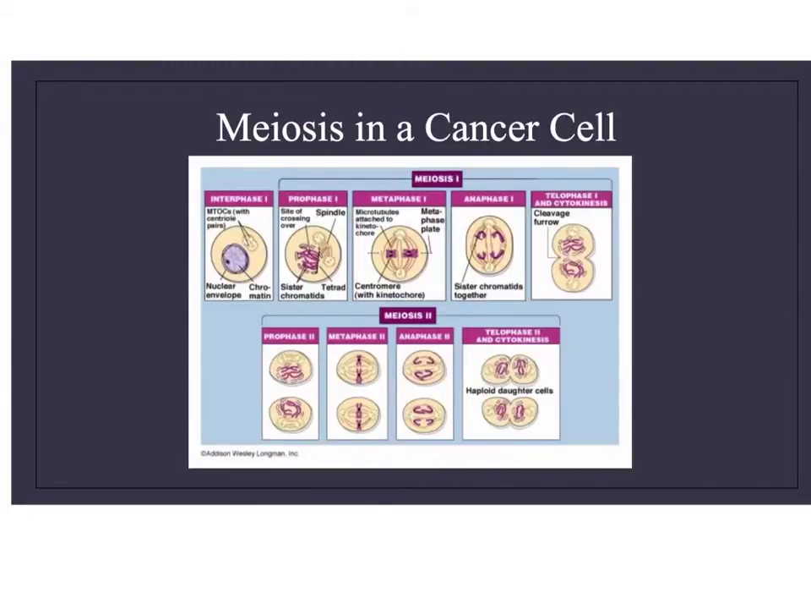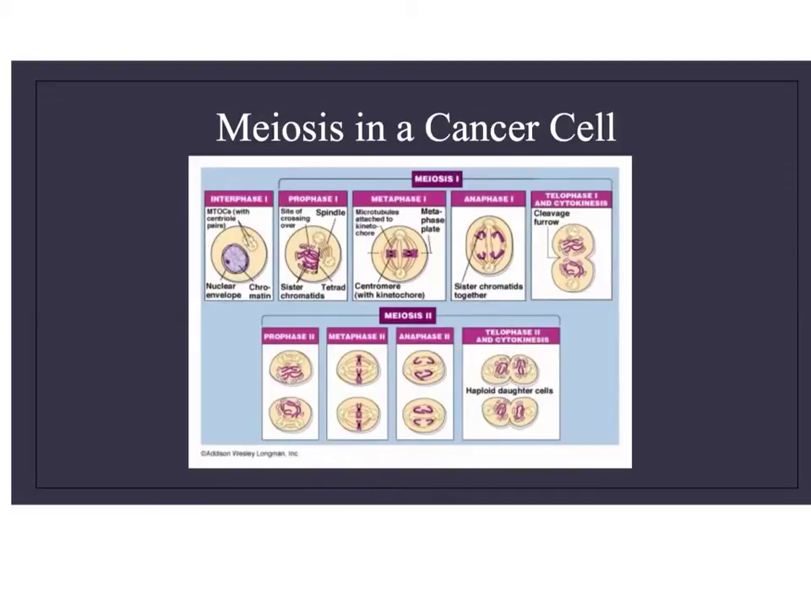Meiosis in a cancer cell. There's interphase 1, prophase 1, metaphase 1, where the spindles begin to attach to the centromeres, anaphase 1, telophase and cytokinesis, where the cleavage furrow is created and the cell divides.